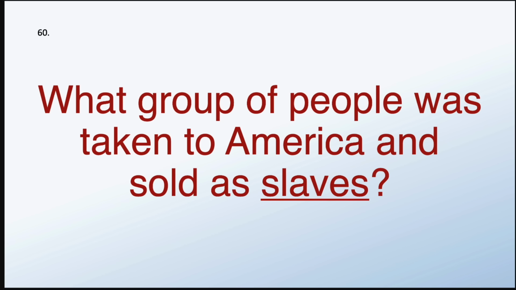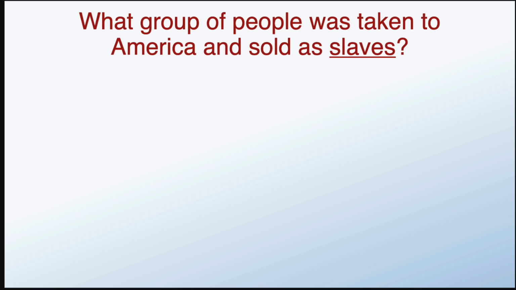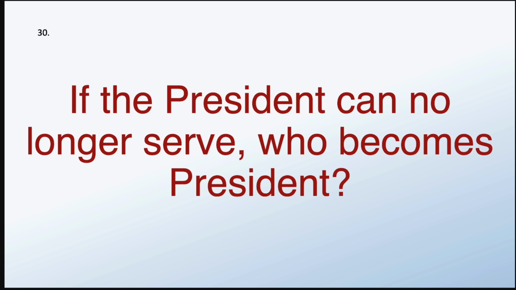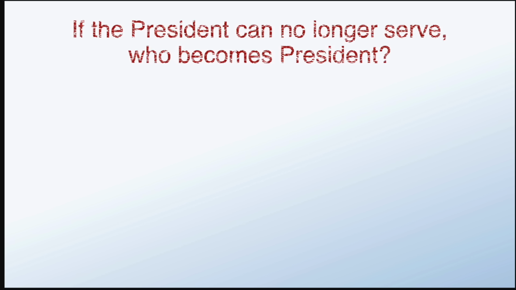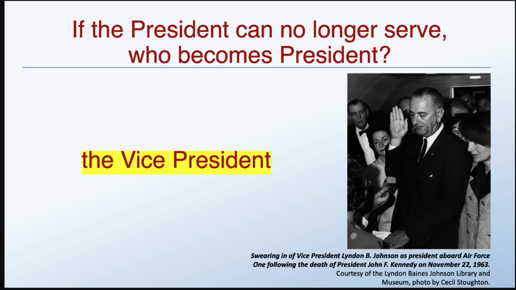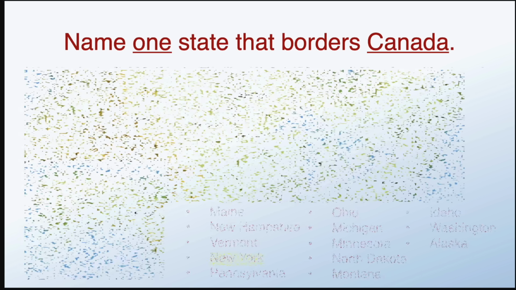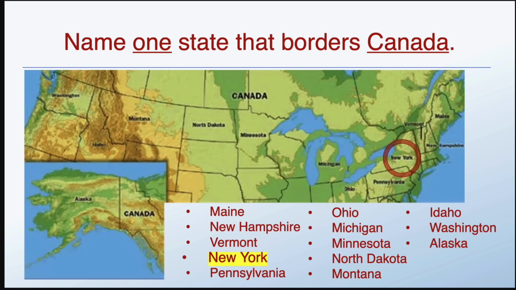What group of people was taken to America and sold as slaves? Africans. If the president can no longer serve, who becomes president? The vice president. Name one state that borders Canada. New York.